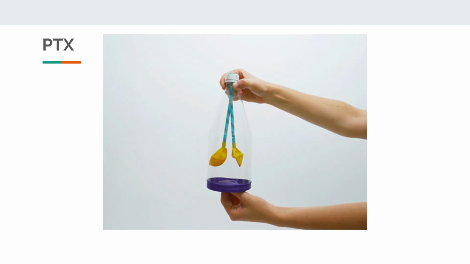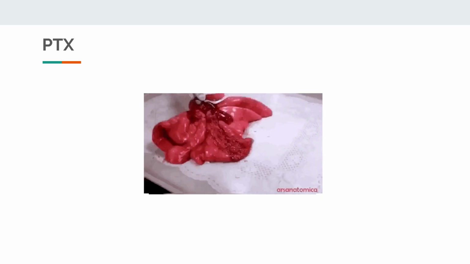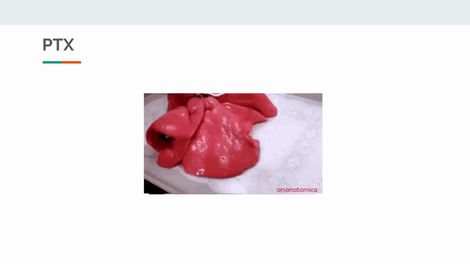From the animation earlier, it's like if I cut a hole on the side of the bottle. When I pull down on the diaphragm, all it's going to do is draw air in from the side and the lungs won't expand. The lung is incredibly dynamic and can actually shrink quite a bit.